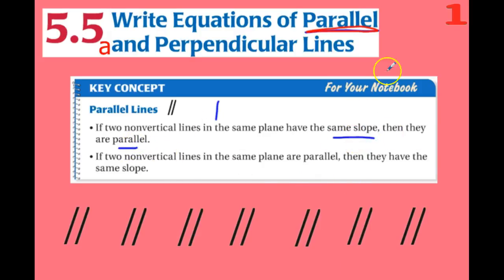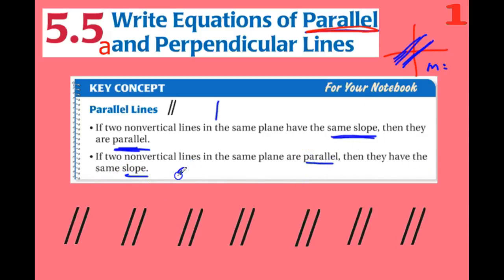So if I was to graph two lines, one like this and another like this, if they have the same slope, meaning they're angled the same rise over run, or the same m slope, then they have to be parallel lines. They're never going to touch. And the same is true if you have two non-vertical lines in the same plane that are parallel. If they are parallel, then they must have the same slope.